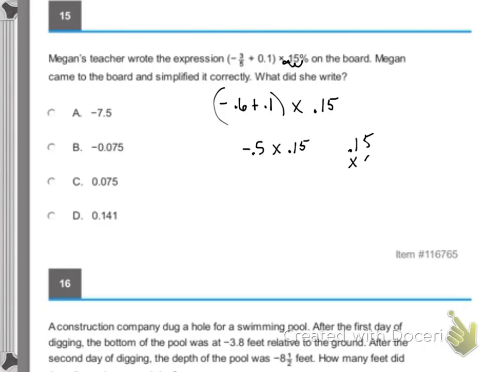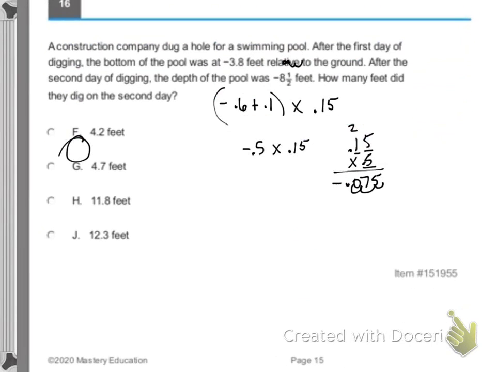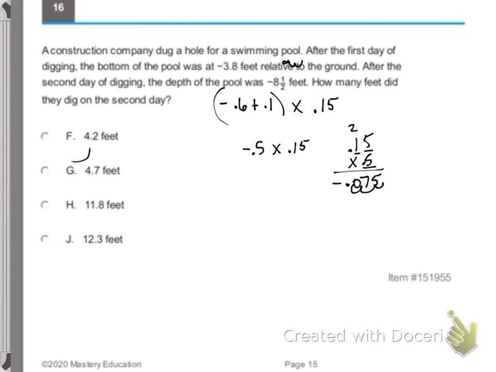Wait, it's negative 5/10 times positive 0.15. So let's just work that out. Now the answer is going to be negative because a negative times a positive is a negative. All right, and then how many numbers after the decimal? We have 3. Well, 1, 2, I got to add another 0. So it's a negative 75 thousandths. The answer is B. 16.